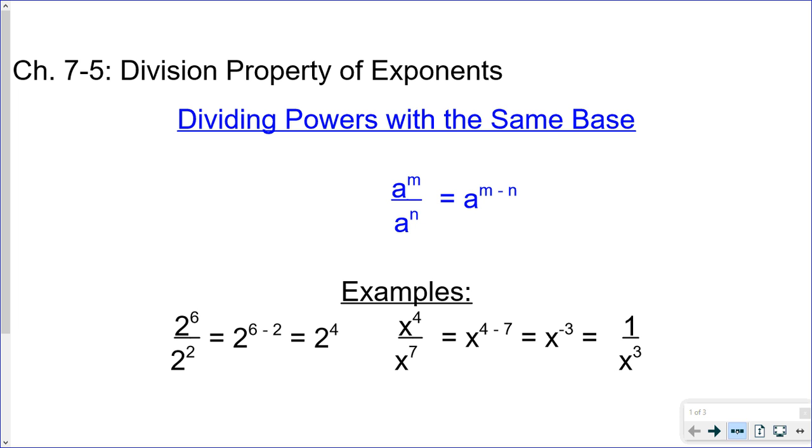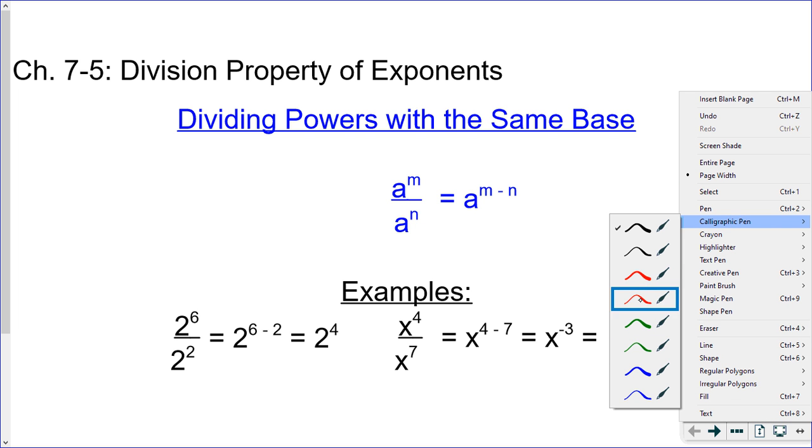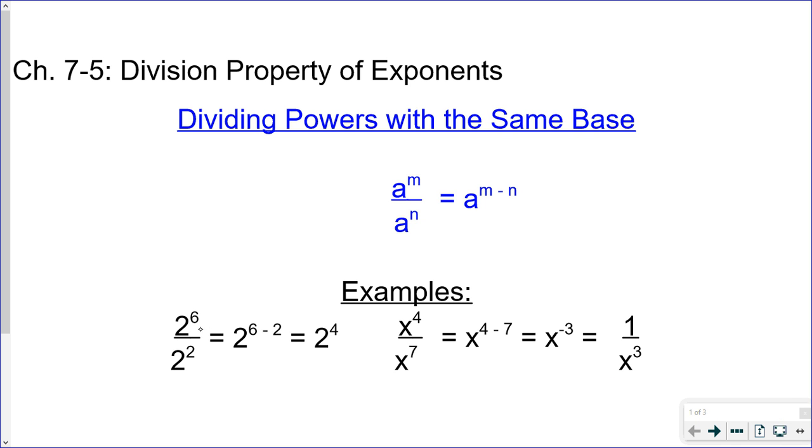And so let me show you real quick why this works, because this isn't just some magical thing. So let's expand 2 to the 6th. That would be 6 2's being multiplied together. And then in the denominator, I have 2 2's being multiplied together. Well, these 2's in the bottom will cancel out the 2's in the top, because 2 over 2 is 1. And what you're left with is 2 to the 4th. So that's why you can subtract them.